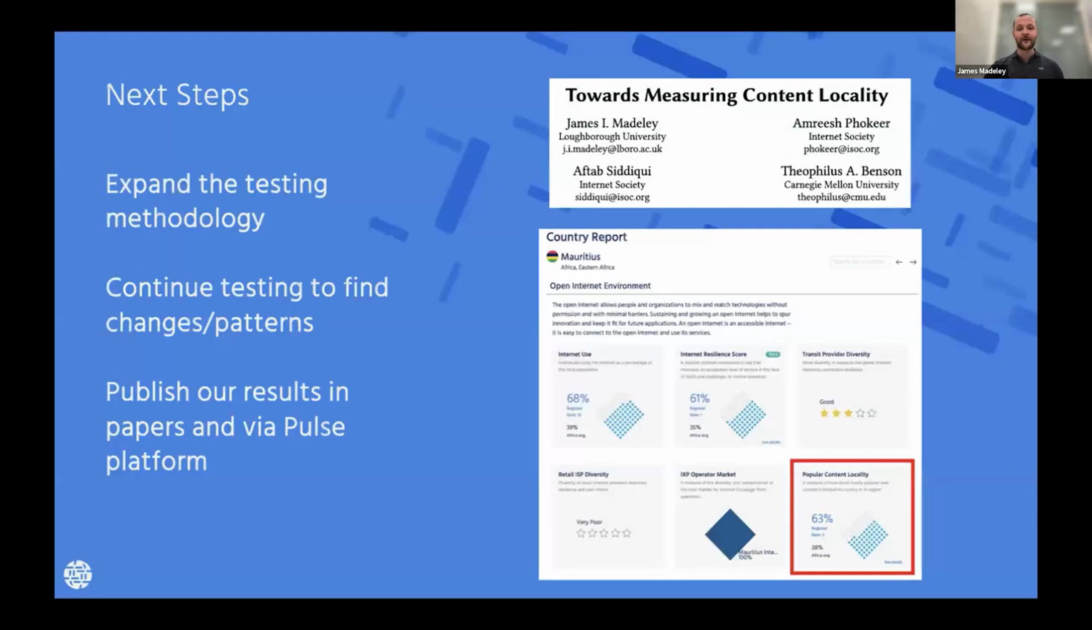And now we can talk about next steps. So for us, we want to expand the testing methodology, for example, adding the latency and web scraping that I mentioned earlier. We've been testing for months and we will continue testing in order to find changes and patterns over time. Our results have also been published in a paper from the ANRW this year, as well as on the Pulse platform. As you can see in the corner here, there is a widget that shows the percentage of local content per country.